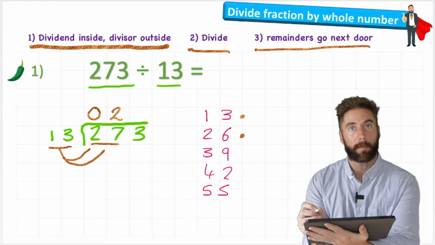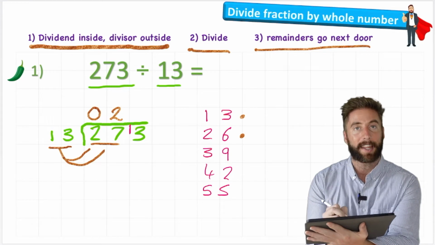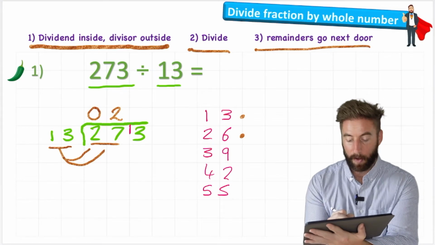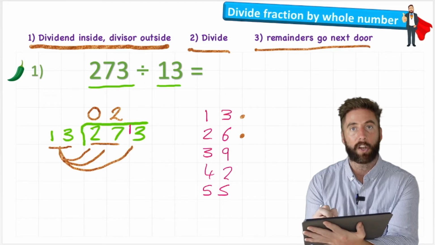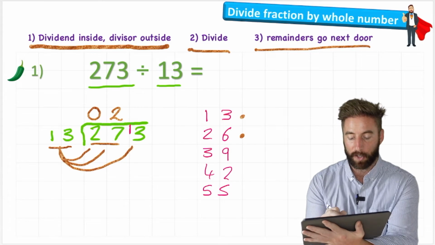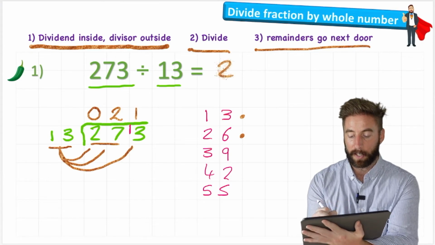So what am I going to do with that 1? I'm going to follow step 3 and put it next door. So now my 3 becomes a 13. And now I can do how many 13s are there in 13? Well, again, looking at our multiplication chart, you can see it's just 1. So my answer to 273 divided by 13 is 21.